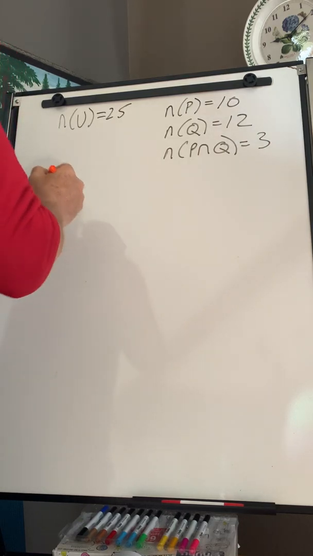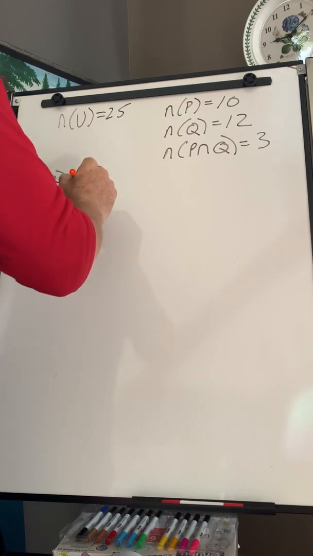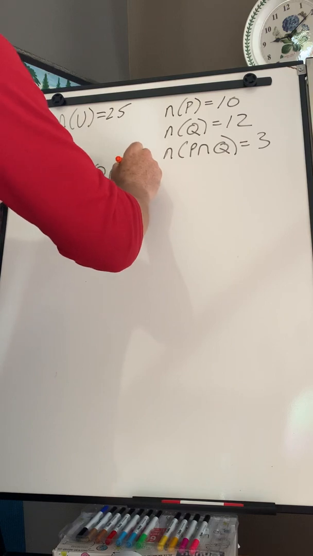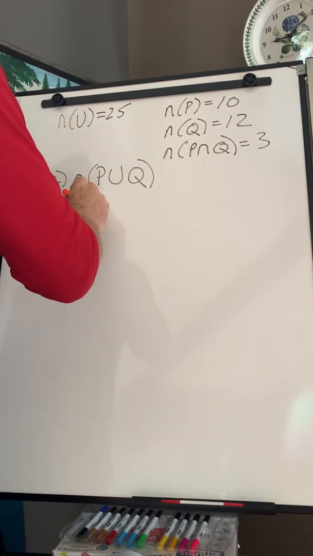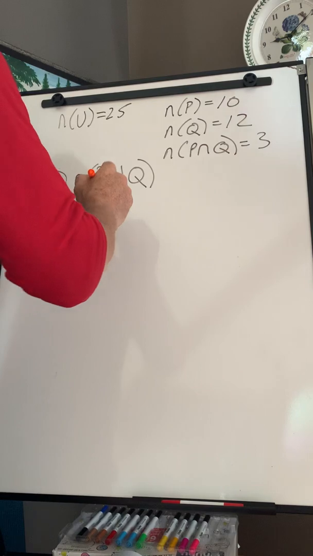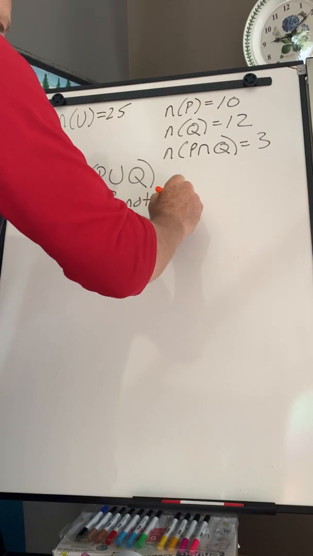So what we do is we want to find A, the number of elements in P union Q, and B, number of elements in P, but not Q.